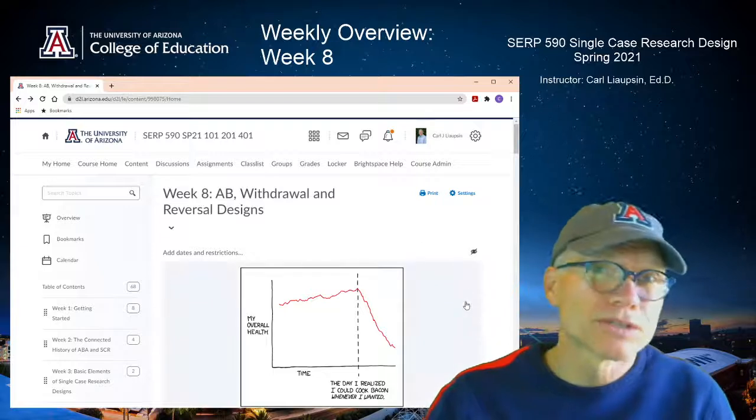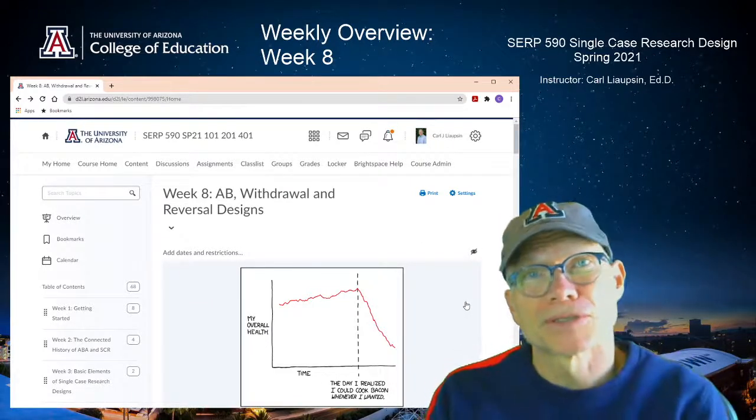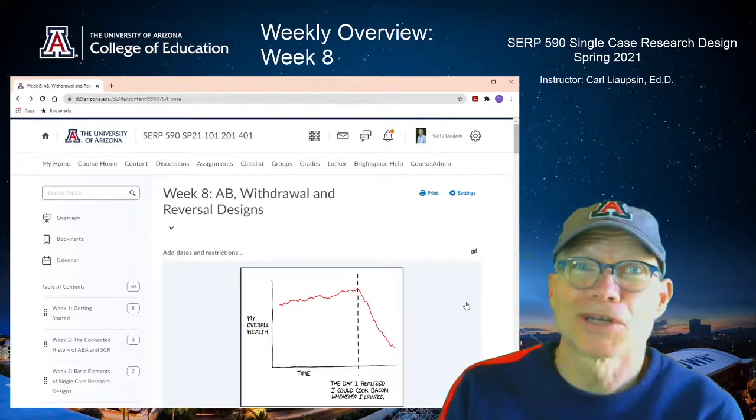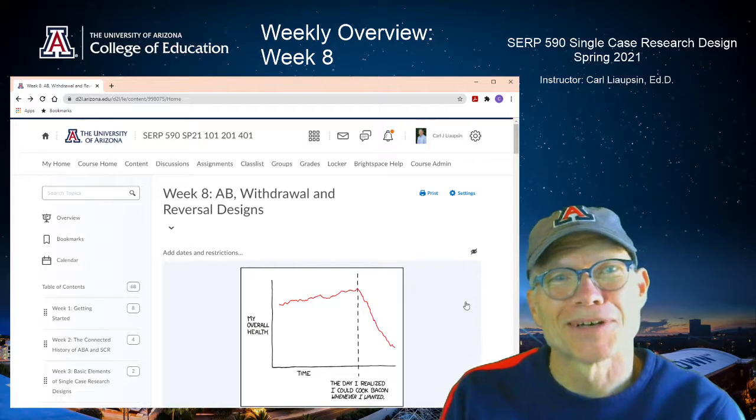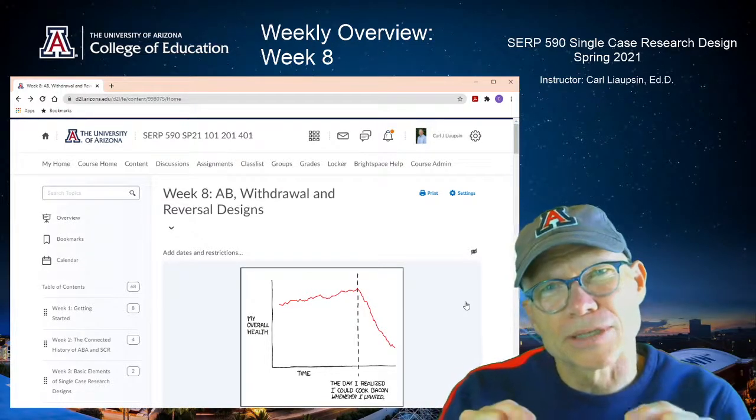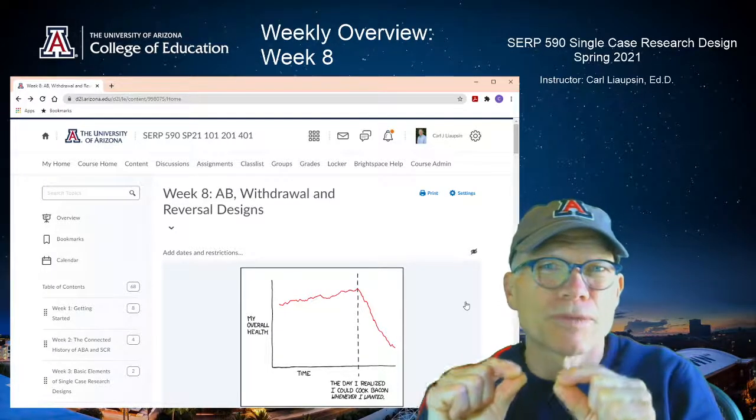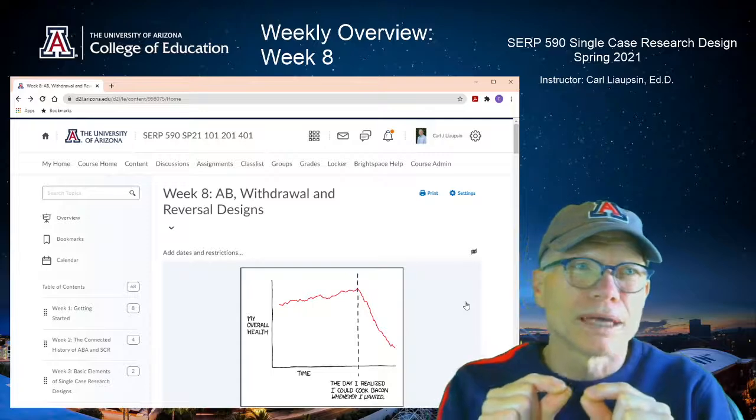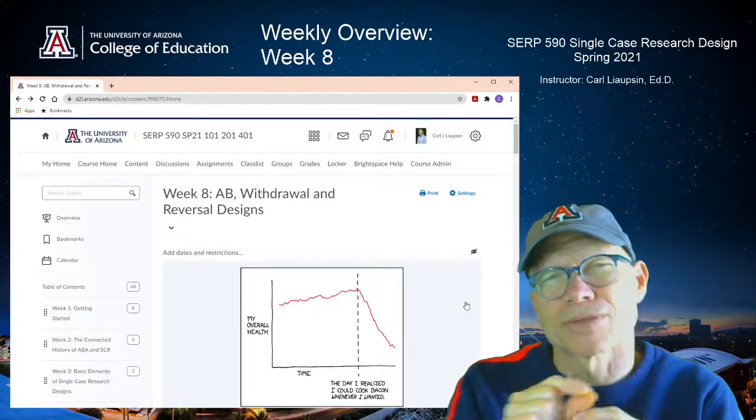If you have any questions, reach out to me. This is the start of an exploration for the next 4 weeks into different designs. And so make sure you look at it carefully this week, get the basics down, because the designs we look at from here on out are designs that are based on this initial A-B, withdrawal and reversal designs.